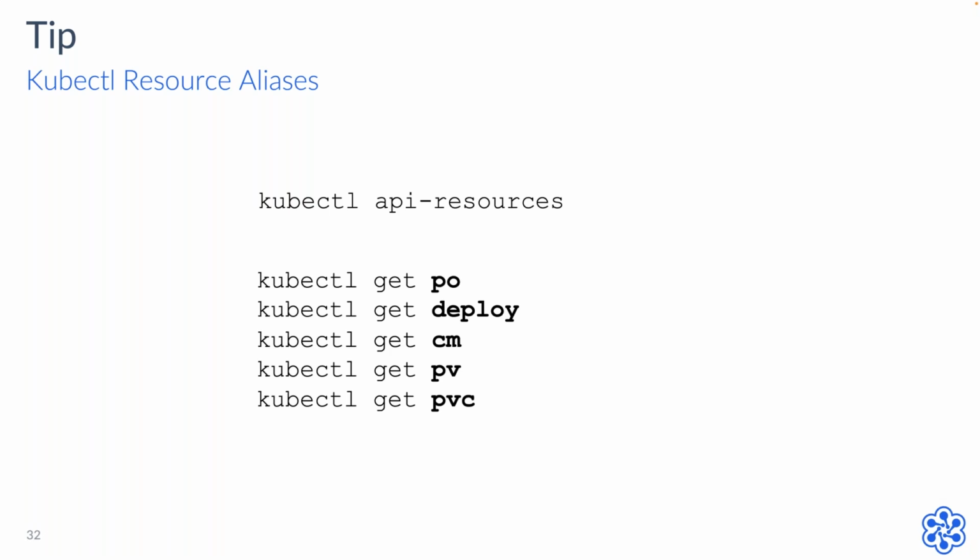The bottom 2, pv and pvc: when you're in a time-pressured exam situation, it's much quicker to type pv than persistent volume, and even more so pvc than persistent volume claim. Again, little tips to address the time pressures of the exam.